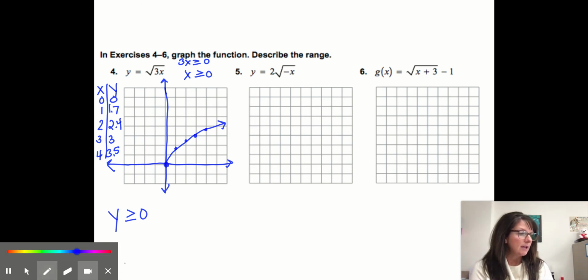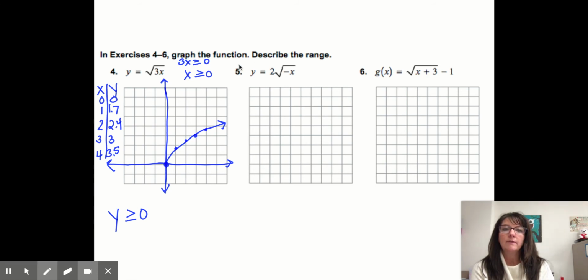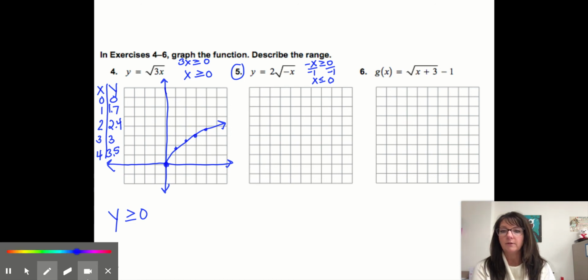Number 5. Why don't you go ahead and work out number 5. Let's start by determining our domain. So we have this negative x has to be greater than or equal to 0. So if we're dividing by a negative 1, that means that x has to be less than or equal to 0. So let's pick some values that are less than or equal to 0 and graph number 5.